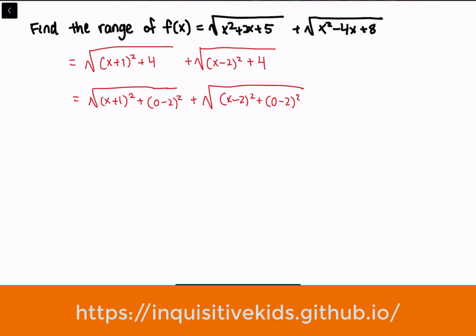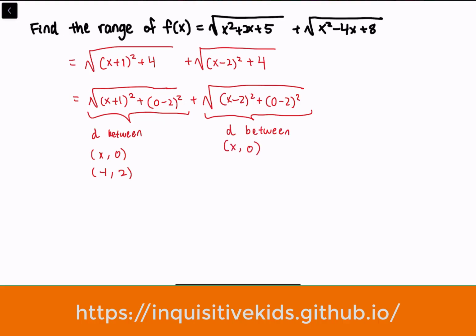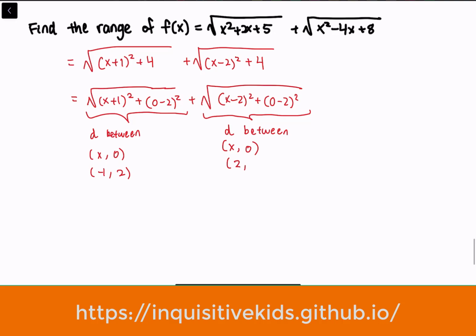Now if we try to look at this from a geometric or visual perspective, we can tell that this first radical symbol is representing the distance between 2 points. And these 2 points are (x, 0) and (-1, 2). And our second square root symbol is representing the distance between (x, 0) and (2, 2). Let's try to graph this out.